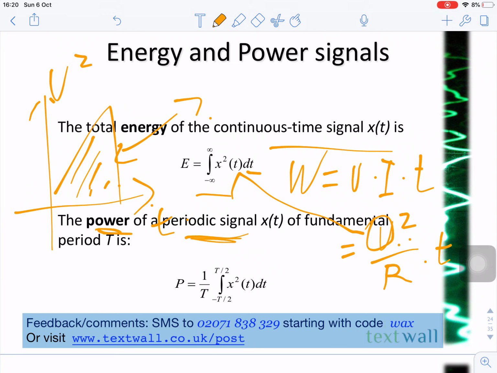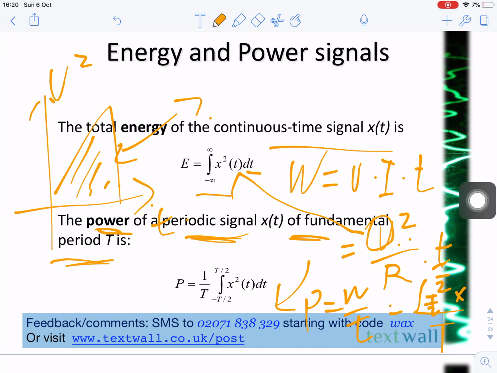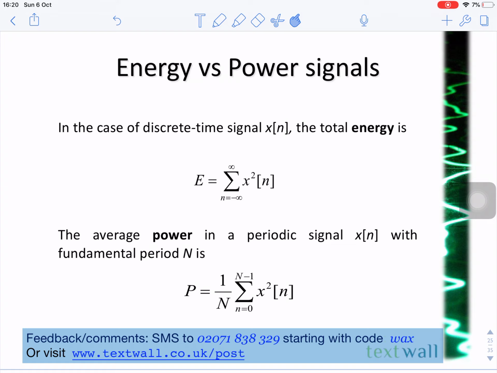The power of the periodic signal with fundamental period T: P equals W divided by T, and W here we just want at a specific T, which is going to be 2 divided by T, integral of x squared t dt. It is just trying to make a sample period. And then we're going to talk about energy signal and the power signal.